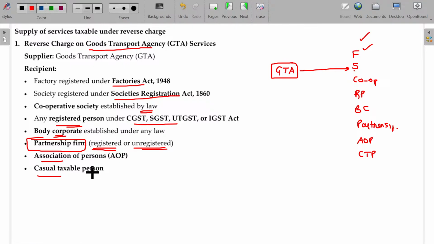Factory, society, cooperative society, registered persons and body corporate, in case of firm may be registered or unregistered, AOP and CTP. All these category of recipients will be liable to pay the GST under RCM basis. They have to get the service and make the payment, and they have to pay the GST directly to the government. Is that okay? So, supply of service is there, and consideration is payable, and the tax is also payable directly to the government of India by recipient themselves.